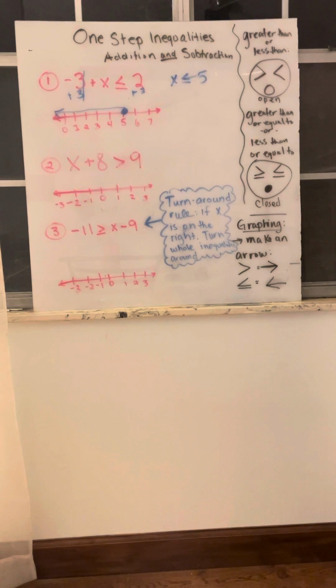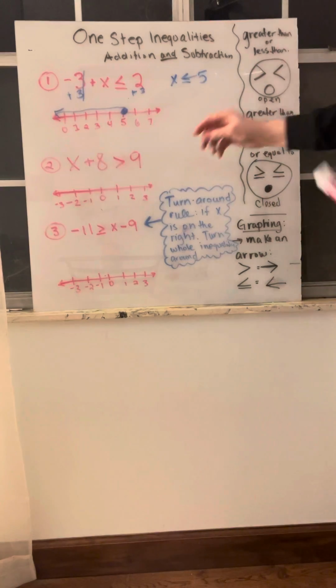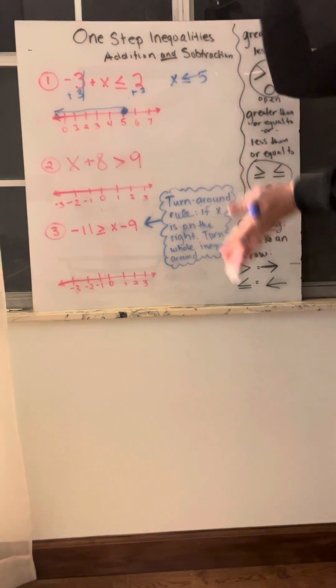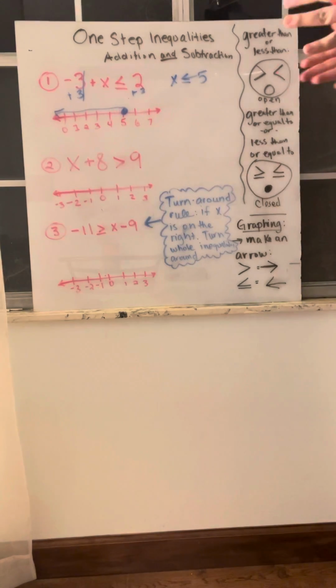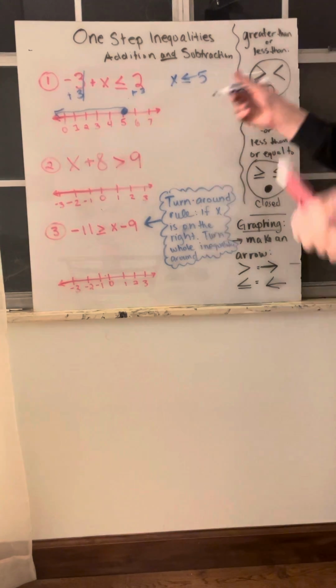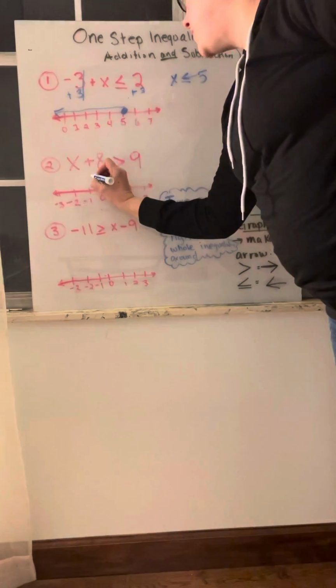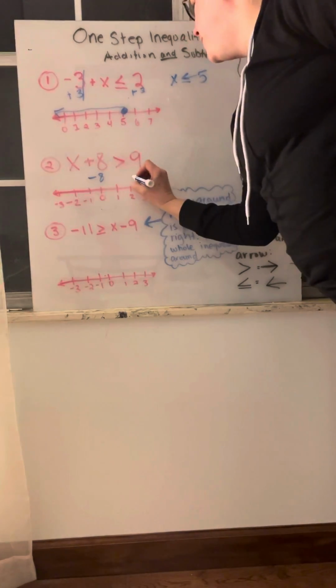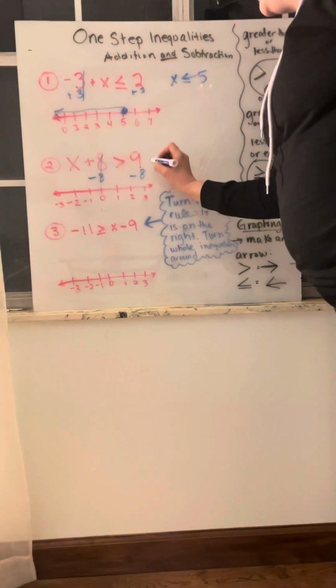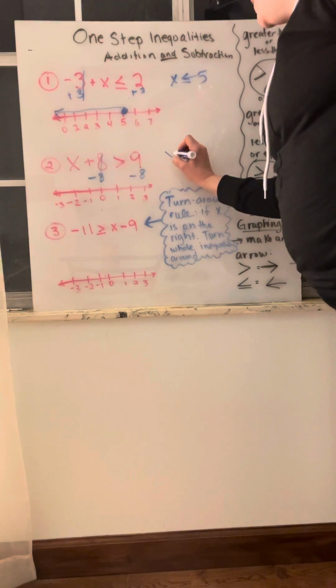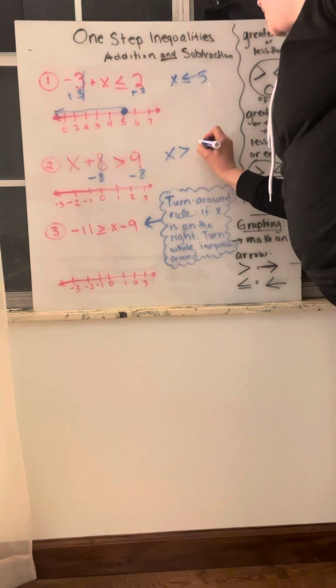Okay, the next one is x plus 8 is greater than 9. Remember the mouth, which way the mouth points, that's the bigger number, that's greater than. So it's pointing to the x plus 8, and so that is greater than, okay? So again, we need to solve it just like we would an equation. It's x plus 8, so we're going to subtract 8 from both sides. Okay, that cancels. Then 9 minus 8 is 1. So x then is going to be greater than 1.